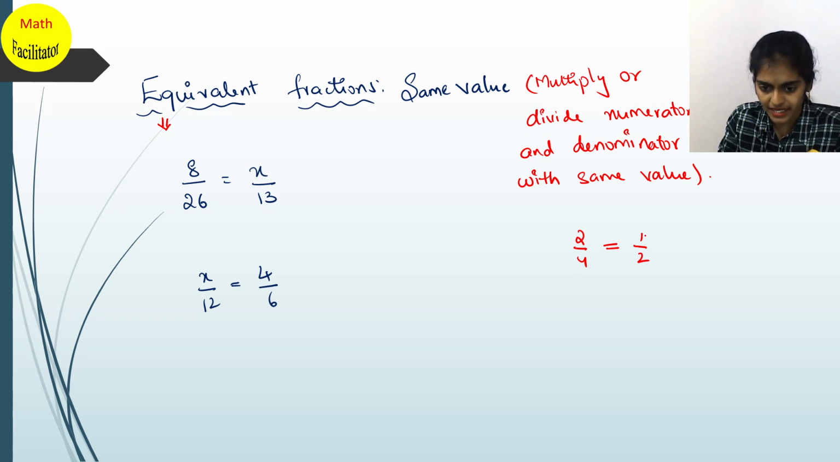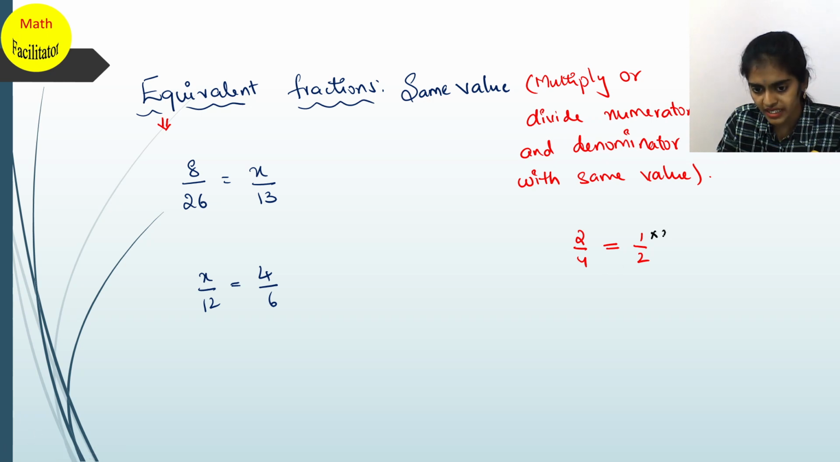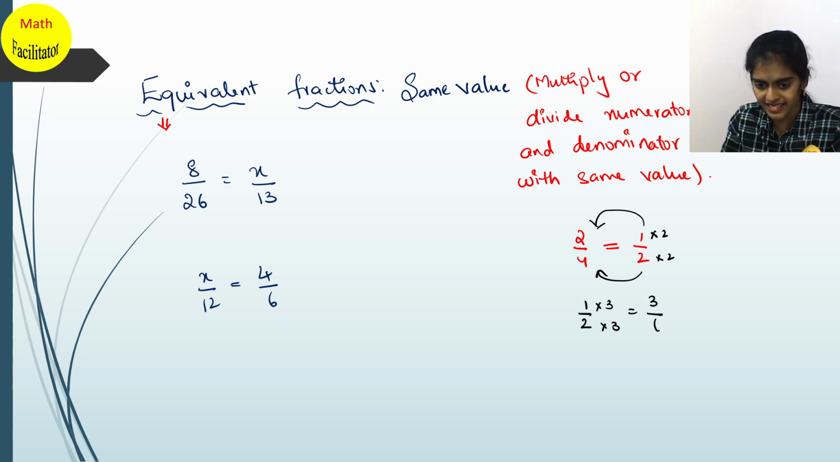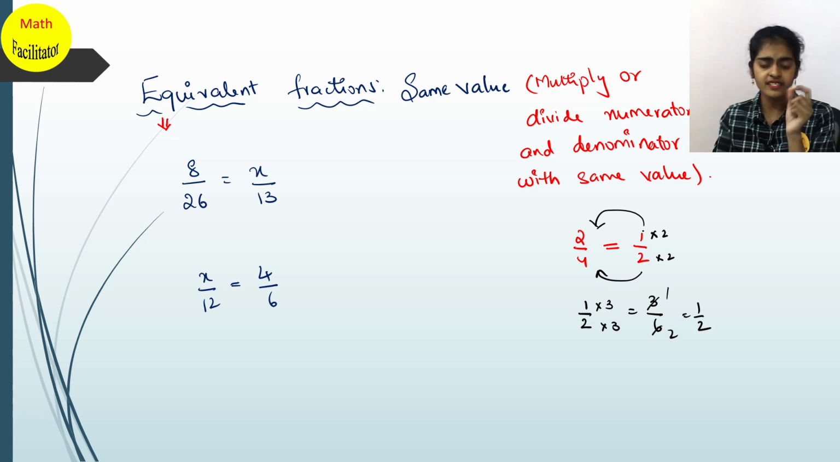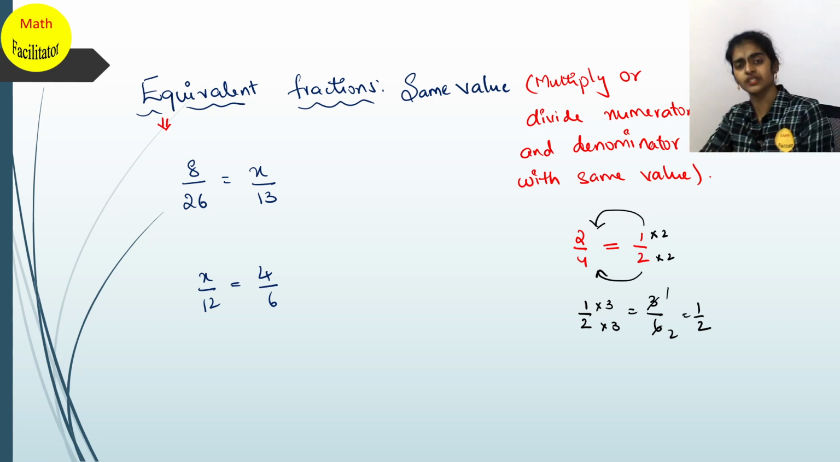Here you see, if I multiply the numerator and denominator of 1 by 2 by 2, what am I getting? 1 2 is a 2, 2 2 is a 4. So I am getting the fraction 2 by 4. Suppose for this 1 by 2, if I multiply the numerator and denominator by 3, I'll get 1 3 is a 3 by 6. Now, if you simplify this, 3 1s are 3, 3 2s are 6. So the value remains the same. That means 1 by 2 is equal to 2 by 4, and it is equal to 3 by 6.